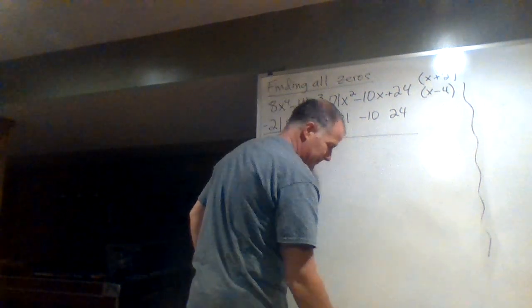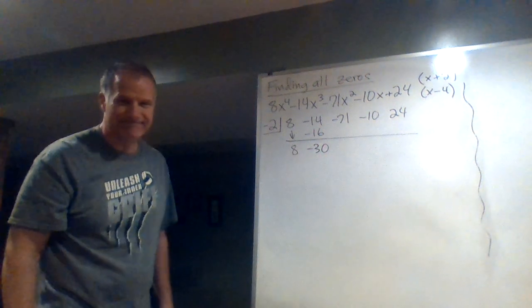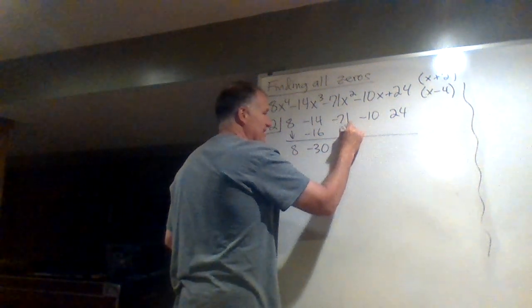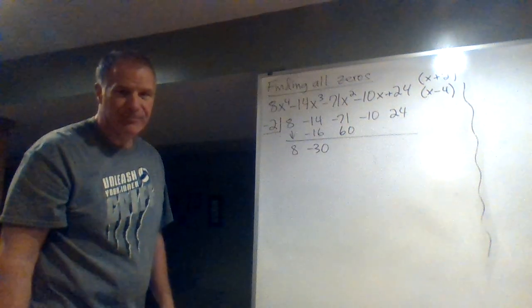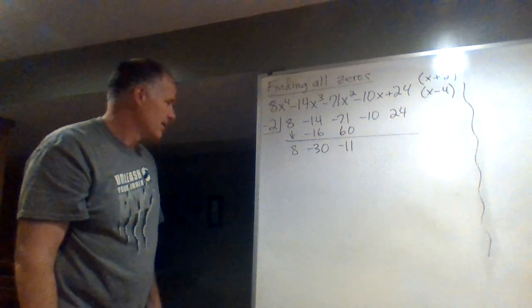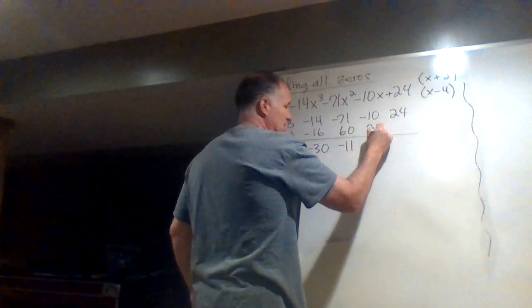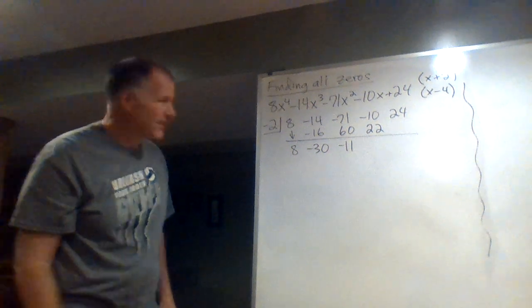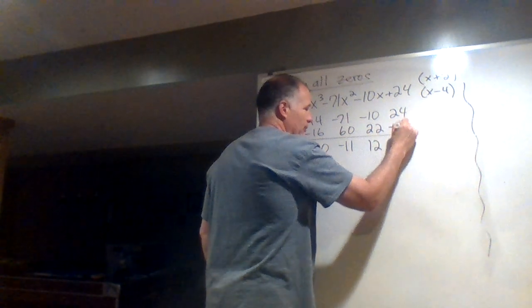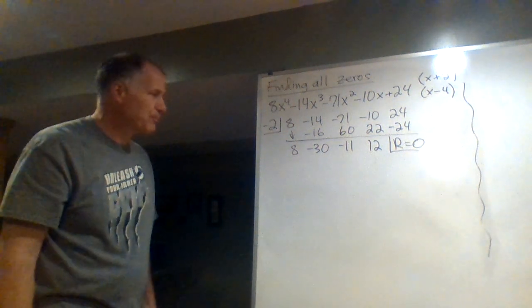Okay, going a little too fast. Negative 14, negative 16 is negative 30, right? Negative 2 times negative 30 is going to be a positive 60. Everybody see that? So negative 71 and a positive 60, negative 11. Negative 2 times negative 11, positive 22. Negative 10 and 22, 12. Negative 2 times 12, negative 24. Boom. There's our remainder, 0.